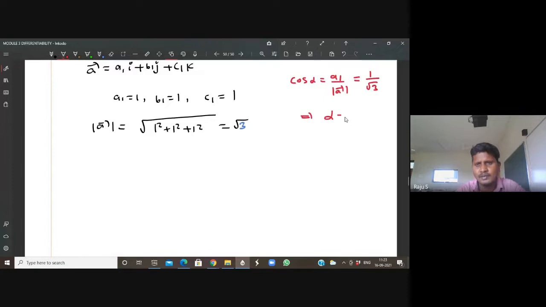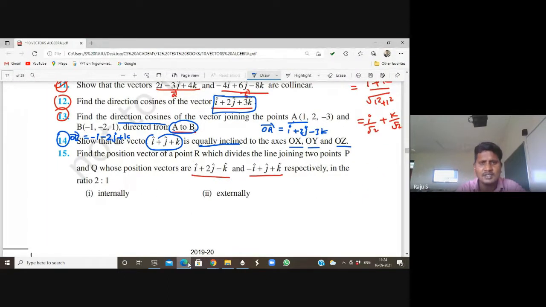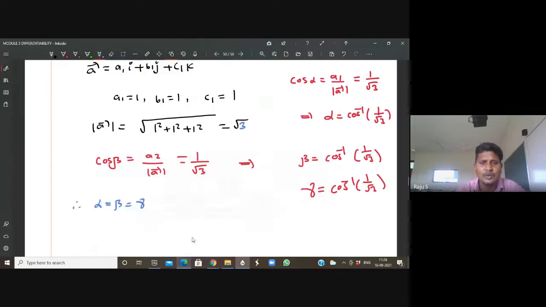Which implies alpha is equal to cos inverse of 1 by root 3. Okay, I found one of the angles, alpha. In the same way, cos beta is equal to a2 by magnitude of A, so that is 1 by root 3, which implies beta is equal to cos inverse of 1 by root 3. In the same way, gamma also gives cos inverse of 1 by root 3. So what shall we conclude here? Therefore alpha is equal to beta is equal to gamma. Hence the vector is equally inclined to the axes Ox, Oy, Oz.